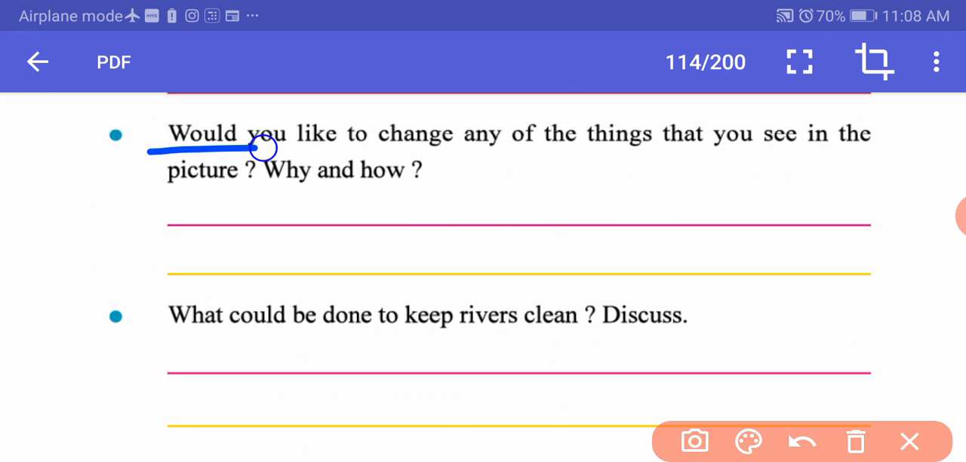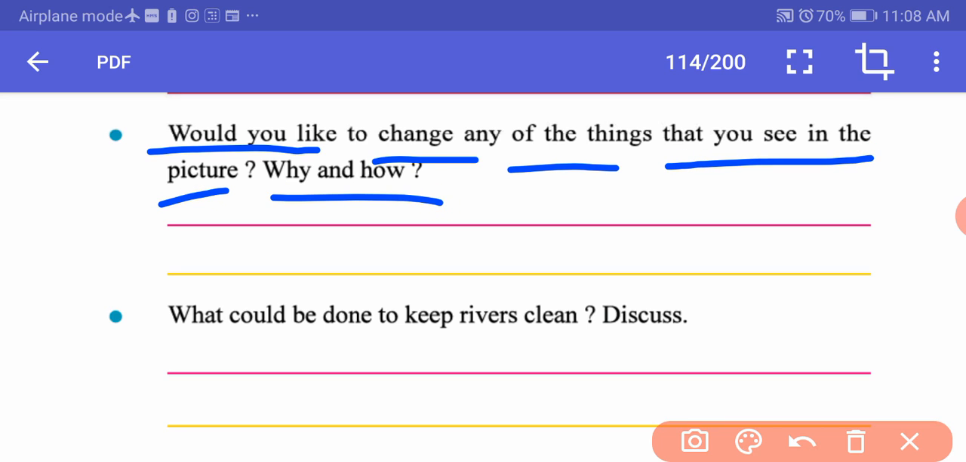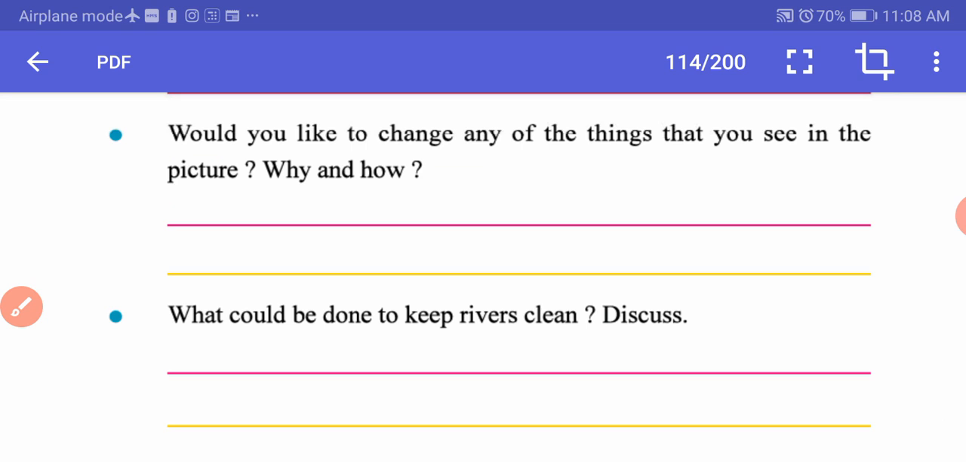Next question, would you like to change any of the things that you see in the picture? Why and how? So I would like to remove the waste from the banks of the river and from the water. Because of this waste, the river is getting polluted.